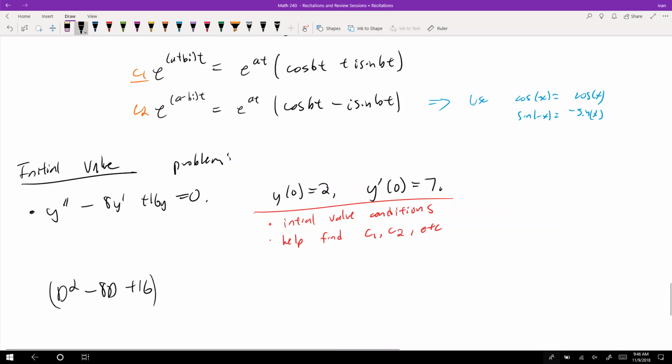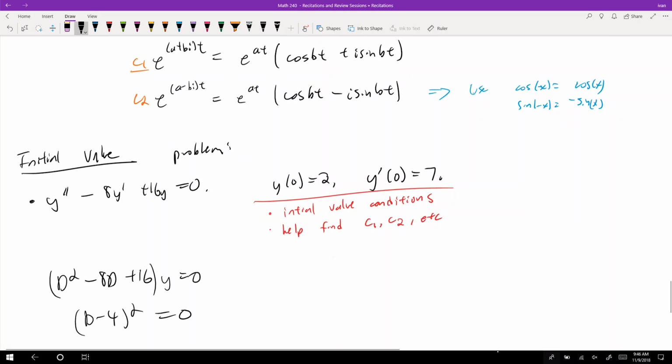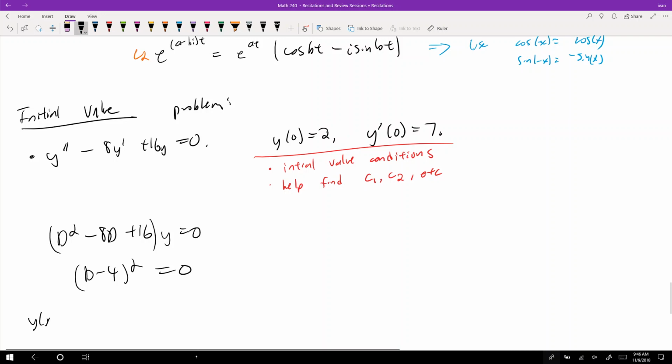All right, so minus 8d instead of plus, and we change it up there as well. Apply y is equal to 0. So that's (d minus 4) squared is equal to 0. And so y of x, we have this repeated root thing again. It's c1 e to the 4x plus c2 x e to the 4x. And that's because d is equal to 4 with multiplicity 2.